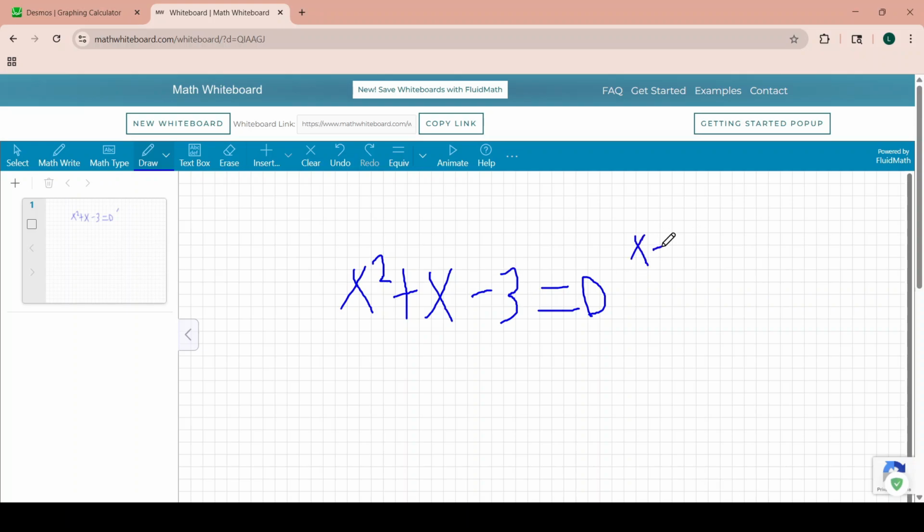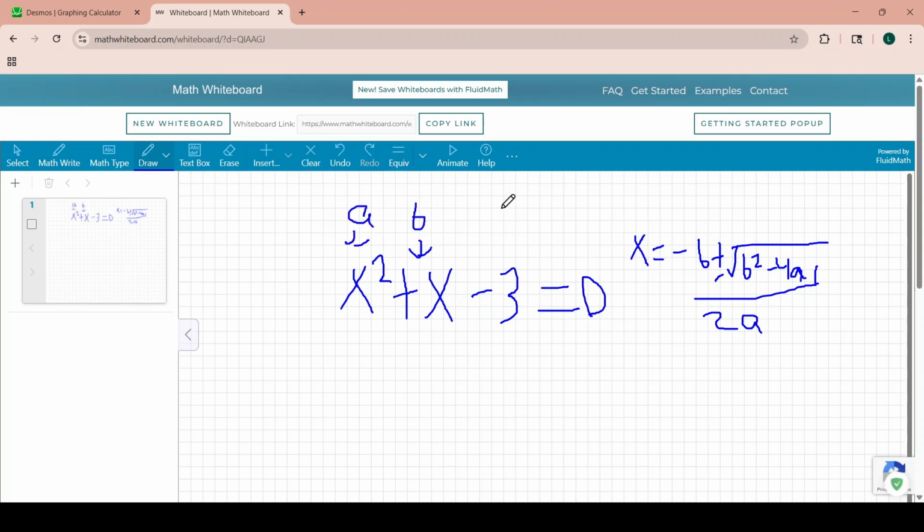So what we're going to do is use this general formula known as the quadratic formula. And this formula says that the x that satisfies this equation equals negative b plus or minus the square root of b squared minus 4ac all over 2a. You guys might be wondering, well, what's a, b, and c? The coefficient in front of x squared is a, the coefficient in front of x is b, and the constant is c.